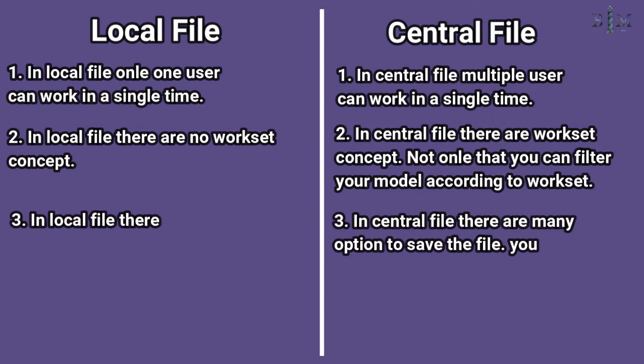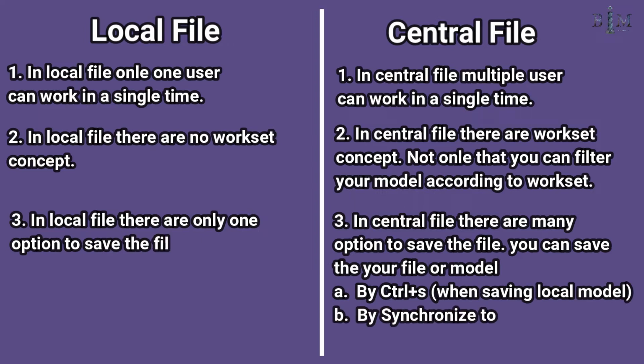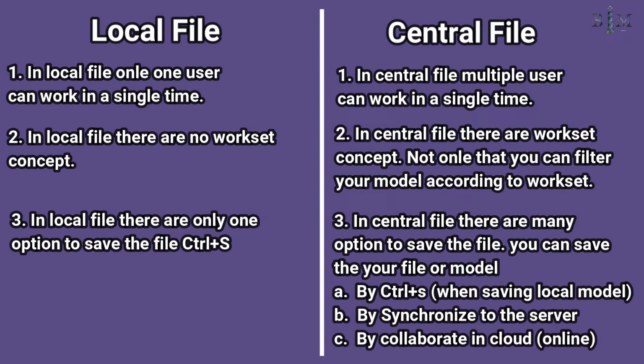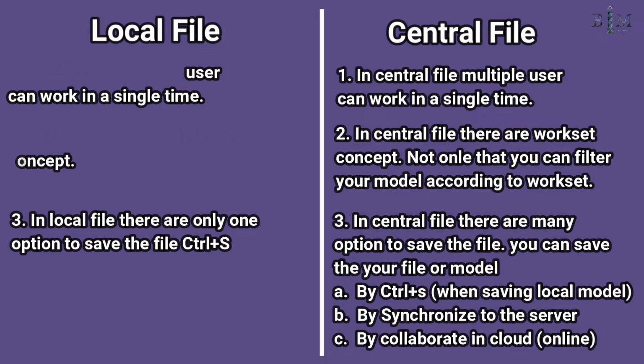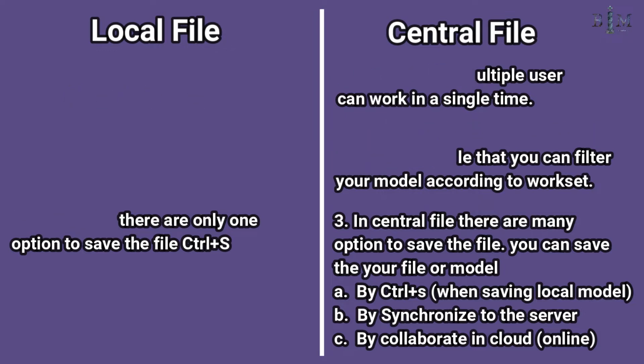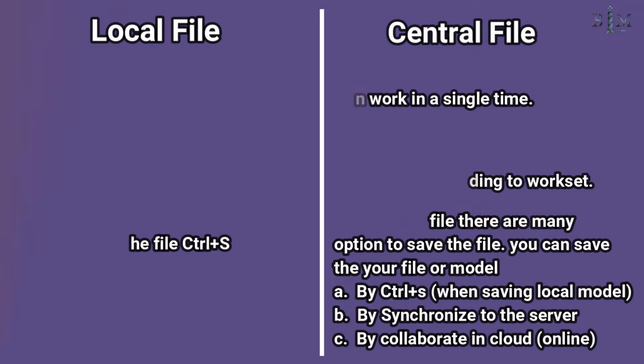Third, in a local file, there is only one option to save the file, like Ctrl S. In a central file, there are many options to save the file. You can save your file or model by Ctrl S when saving the local model, by synchronize to the server, or by collaborate in cloud when you are working on a model online.